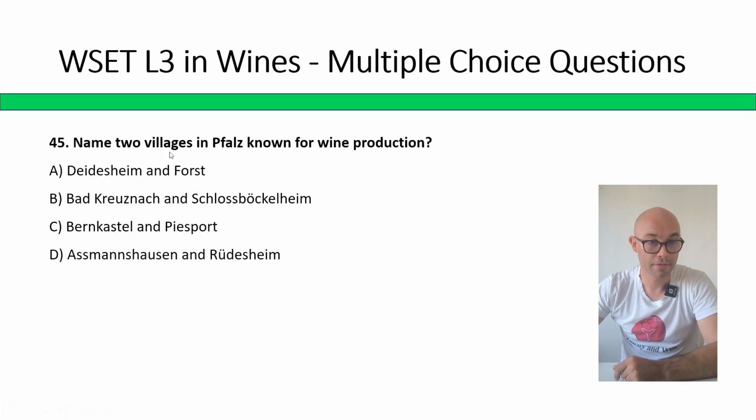Name the two villages in Pfalz known for wine production. Deidesheim and Forst, Bad Kreuznach and Schloss Böckelheim, Bernkastel and Piesport, Assmannshausen and Rüdesheim. The correct answer is A, Deidesheim and Forst.